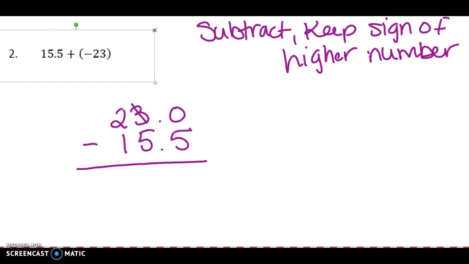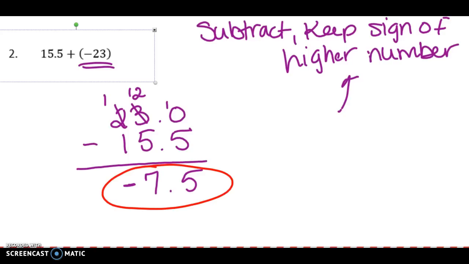So I'm going to borrow. 10 minus 5 is 5. I have to borrow again. 12 minus 5 is 7. 1 minus 1 is 0. So the difference between the two is 7.5, but we still have to figure out the sign of the answer. So keep the sign of the higher number. So going back to the original problem, 23 has a bigger absolute value than 15.5. 23 is negative, so our answer is negative. So negative 7.5 is our final answer.